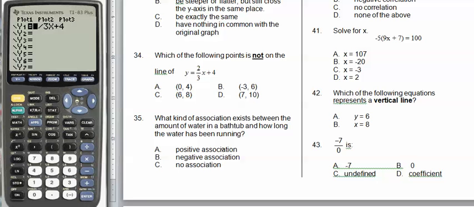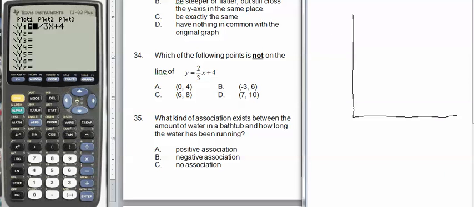So which kind of association, for 35, which kind of association exists between the amount of water in a bathtub and how long the water has been running? So for this one, you might want to draw a little graph. So our independent variable is time that it's been running, and the dependent variable is amount of water.